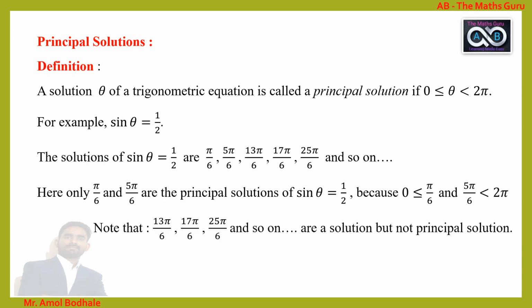So note that 13 pi by 6, 17 pi by 6, 25 pi by 6, and so on, these are solutions but not principal solutions. So what is the reason? Because 13 pi by 6, 17 pi by 6, these values do not lie between 0 and 2 pi.